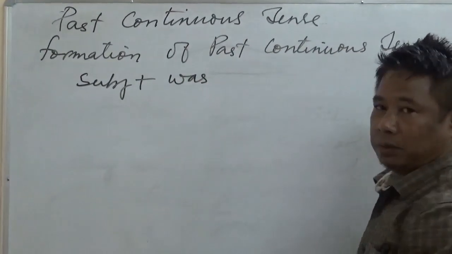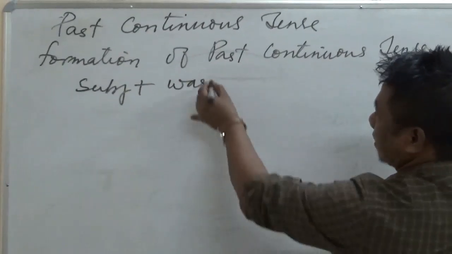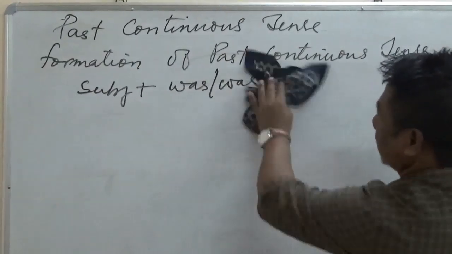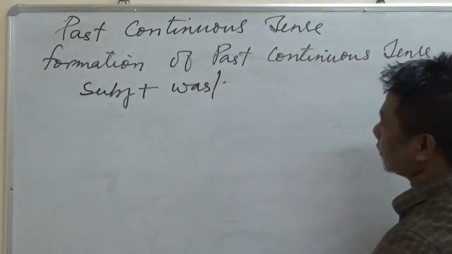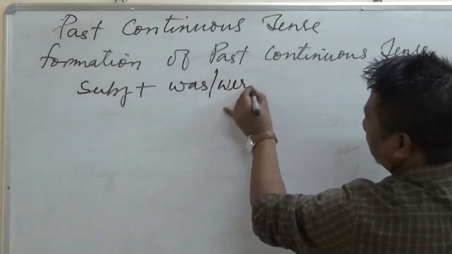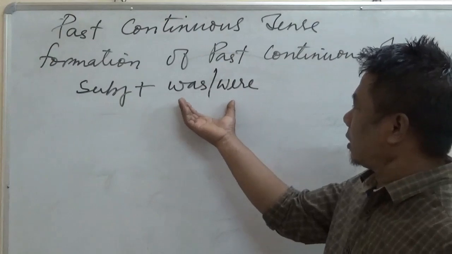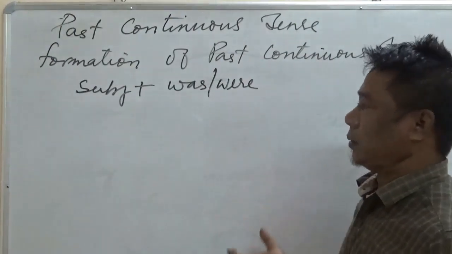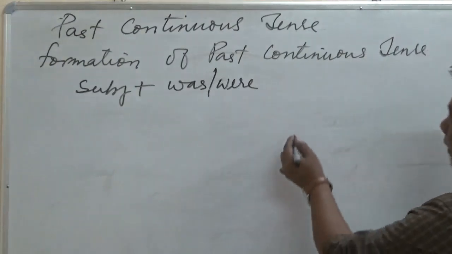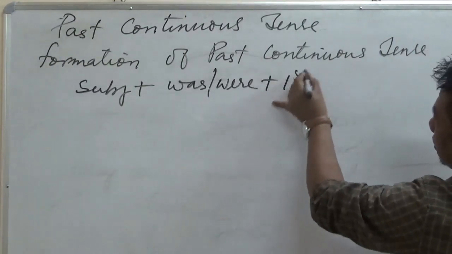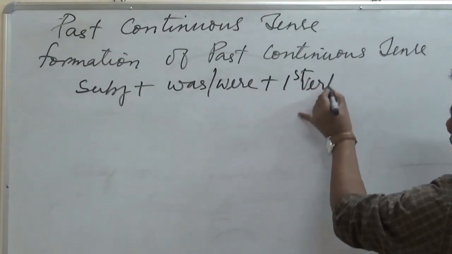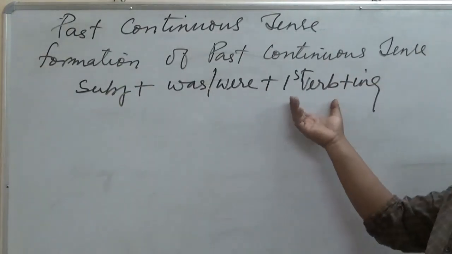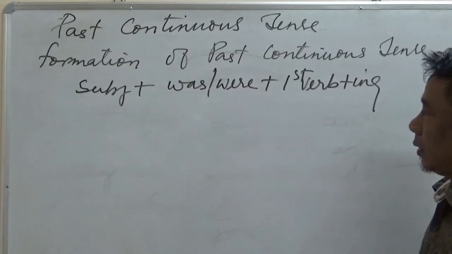We have to remember that it is a past. So, was or were. We need to choose was or were according to the subject. Then the verb, in the past continuous tense, takes the verb plus ing.